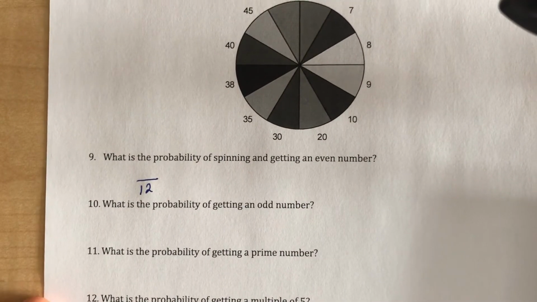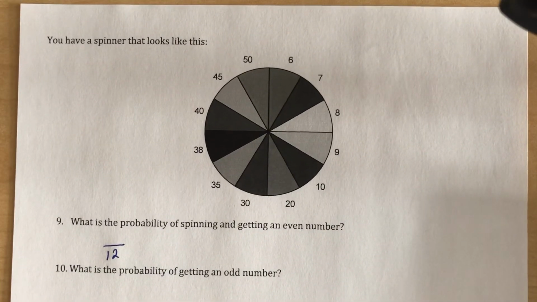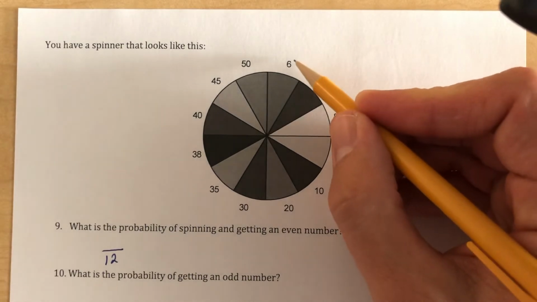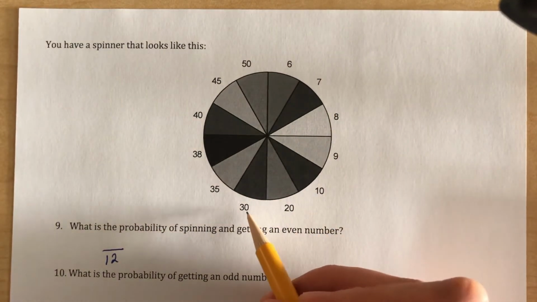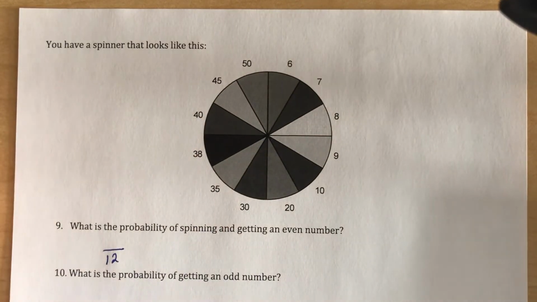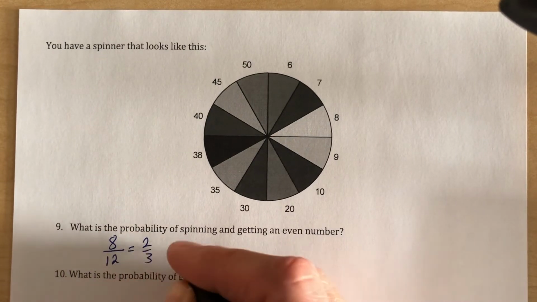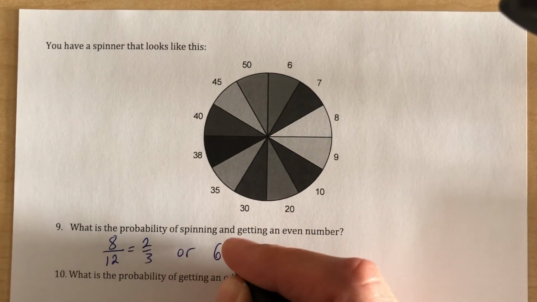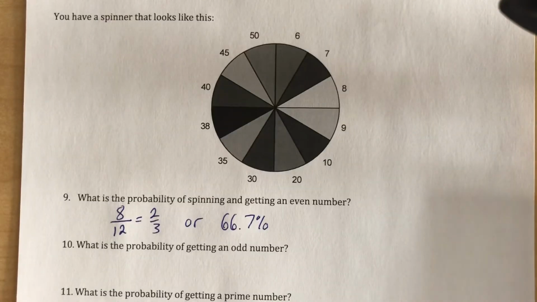And then I want to get an even number. And so that would be 1, 2, 3, 4, 5, 6, 7, 8. And that means I have 8 out of 12. 8 out of 12 is really 2/3. And we will write that as a percent as well. So 66.7%. You can round that wherever you like. I'm really not going to be picky about that. Okay, probability of getting an odd number.